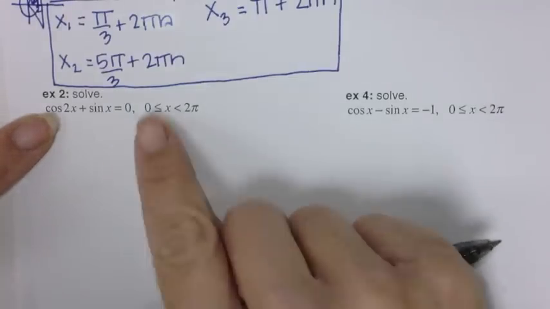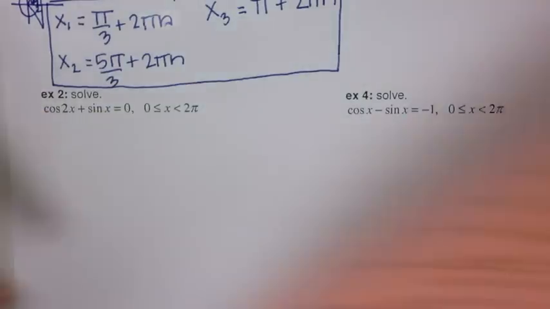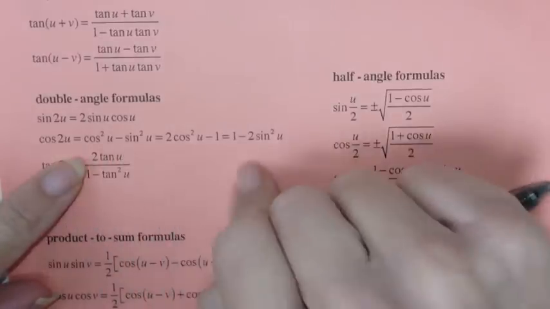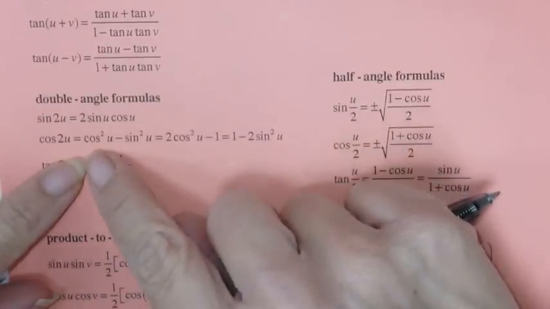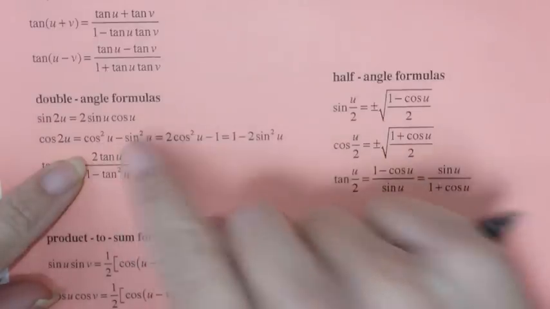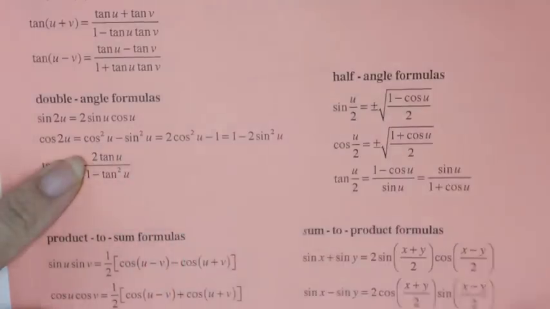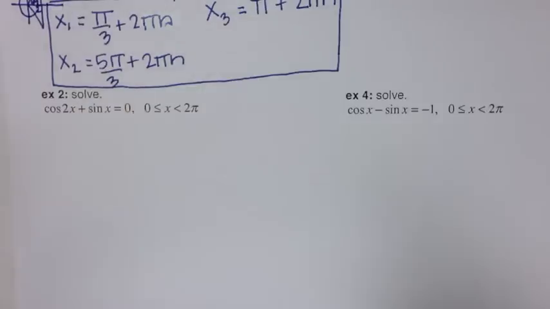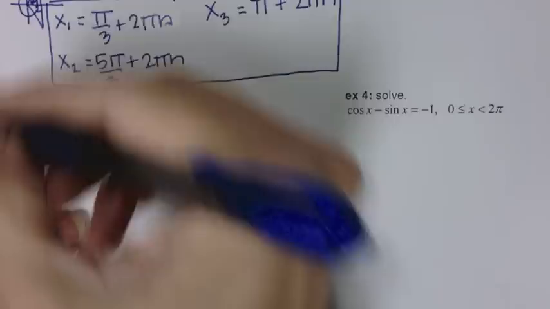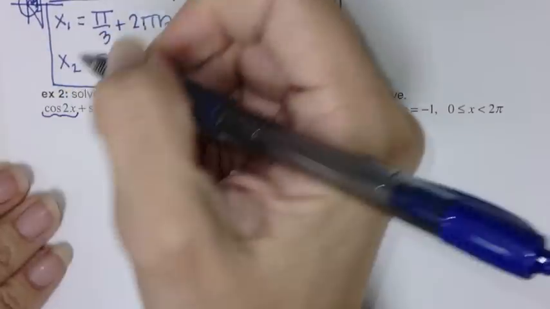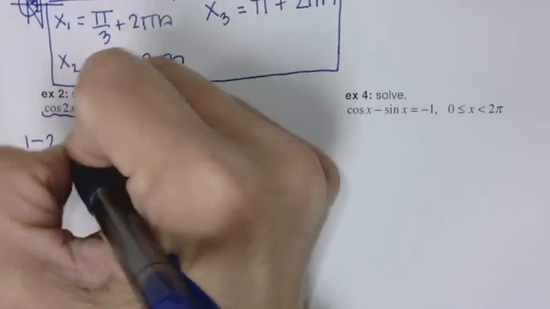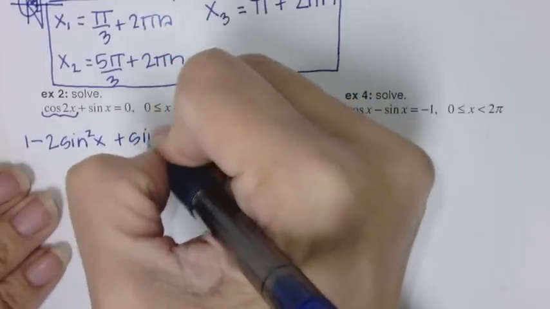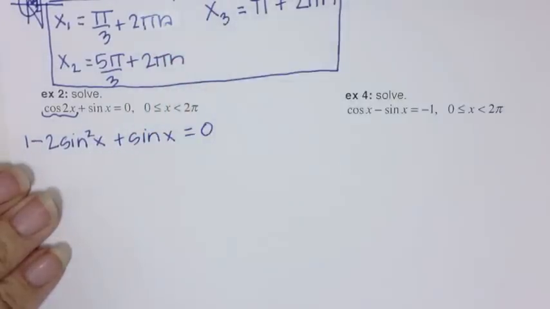we can change. Sine x we can't, so go to cosine 2x, and remember this is the double angle formula that has 3 different ways because it involves the Pythagorean. So you have to decide, do I want this one, or this one? And in this case, because sine is right here, and we want to keep it all consistent, so all in terms of sine, I'm going to take cosine 2x, and I'm going to write it as 1 minus 2 sine squared x. And then I have plus sine x equals 0.